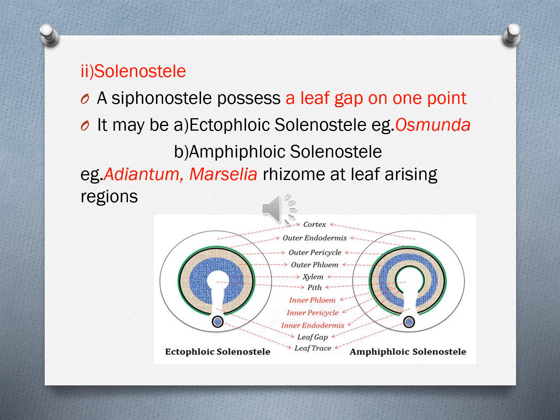Because at leaf arising regions there must be a leaf trace formed that leaves a gap in the vascular bundle. Ectophloic means only on the outside of xylem there is phloem present. Amphiphloic means on both sides of xylem, phloem is present. And this type of stele is known as solenostele. Solenostele, and how it differs from siphonostele: siphonostele differs from protostele in having a pith, and solenostele differs from siphonostele in having a leaf gap at one point.